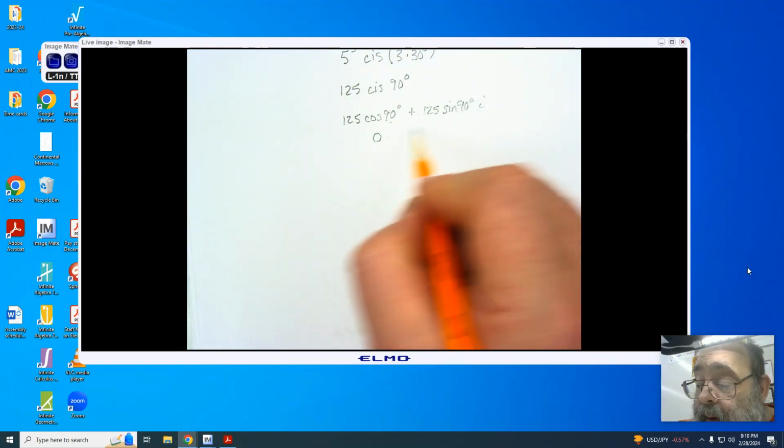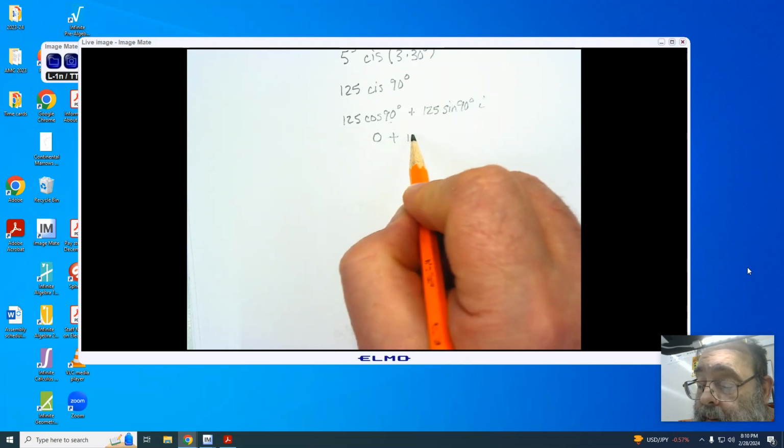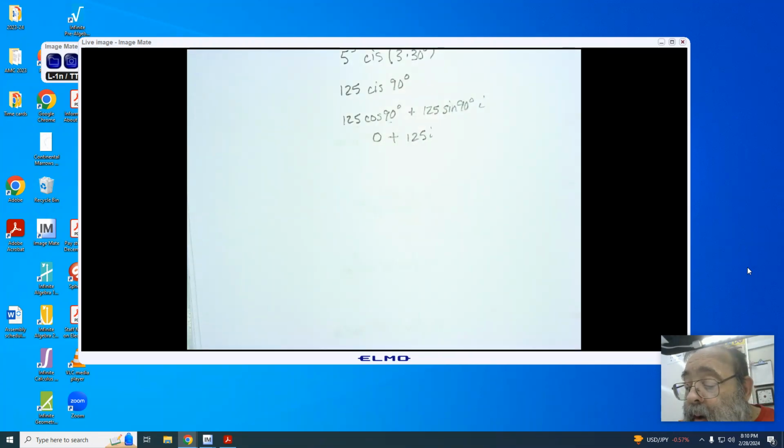And then we have plus 125 times 1, which we get from the sine of 90 degrees times i. This gives me my answer, 0 plus 125i. You notice that's a lot faster to do than it would be if I were to convert it into the rectangular form and then work with the foiling method. Once again, not the most pleasant to work with.